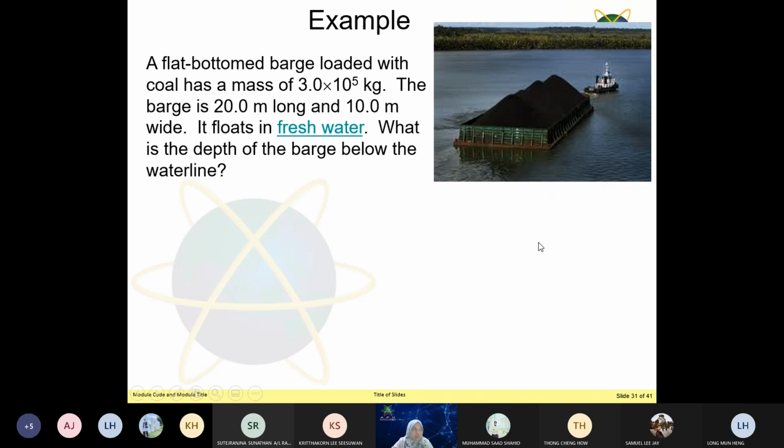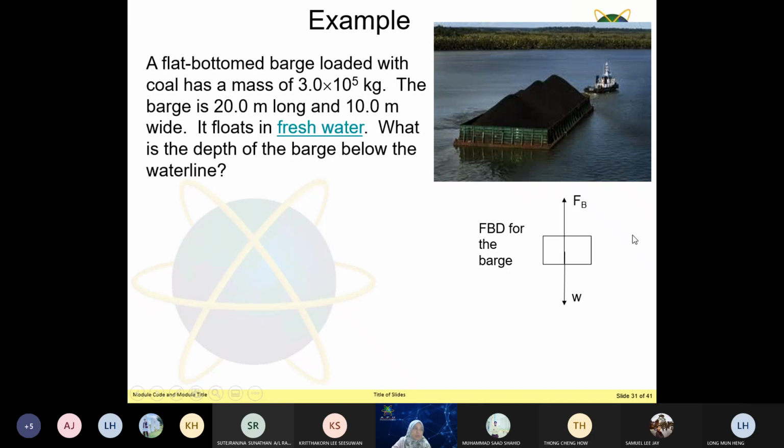A flat bottom barge loaded with coal has a mass of 3 times 10 to the power 5 kilogram. The barge is 20 meter long and 10 meter wide. So when they give you the length and width, you can calculate the area. It floats in fresh water. This one is also important. If it is not fresh water, sea water has a different density. So fresh water just now is 1 times 10 to the power of 3. What is the depth of the barge below the water line?